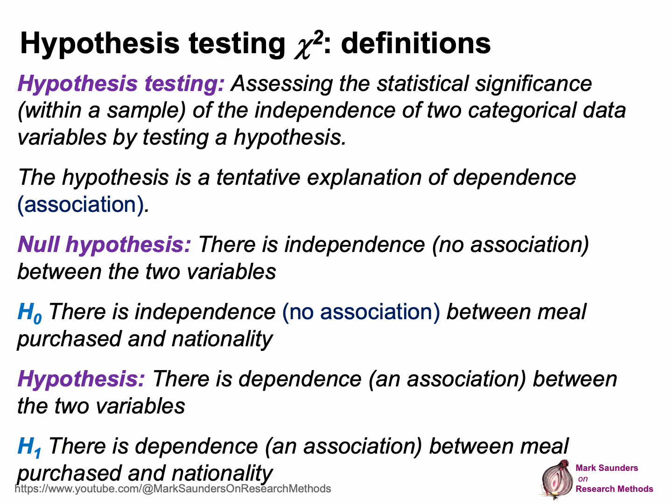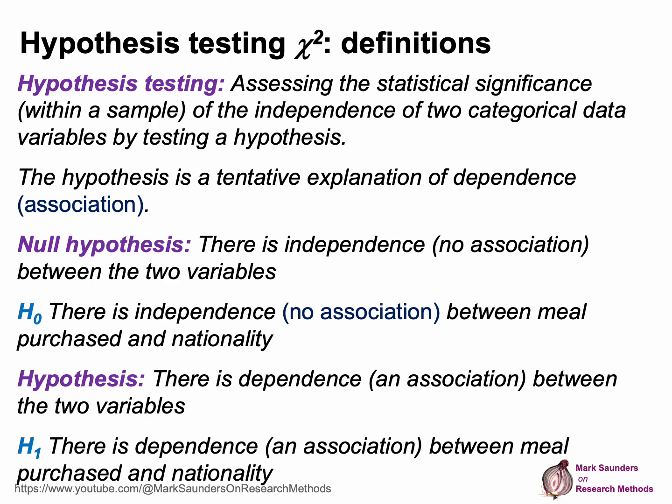Let's start with an overview of hypothesis testing using the chi-square test, and we'll start with some definitions. Hypothesis testing is assessing the statistical significance within a sample of the independence of two categorical data variables by testing a hypothesis. The hypothesis is our tentative explanation of the dependence between these variables or the association between them. Conversely, the null hypothesis is saying that there is independence or no association between the two variables.